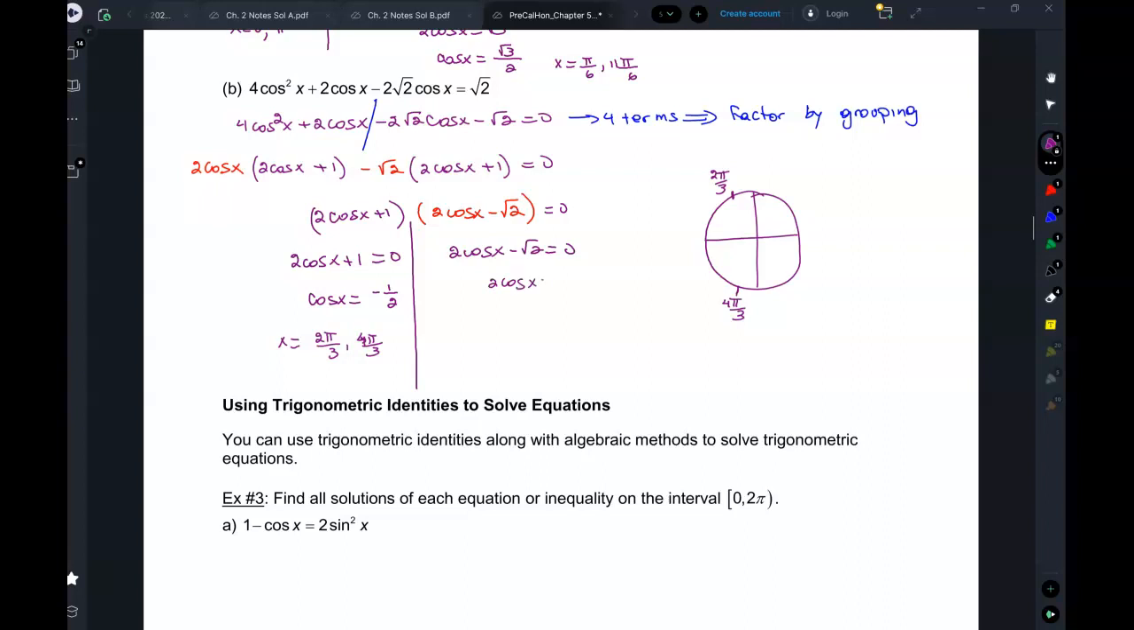Now, next one. 2 cosine x equals root 2. Cosine x is root 2 over 2. Those are the pi over 4s, right? So it's pi over 4 and what else? And 7 pi over 4. So 1 pi, 3 pi, 5 pi over 4, 7 pi over 4.